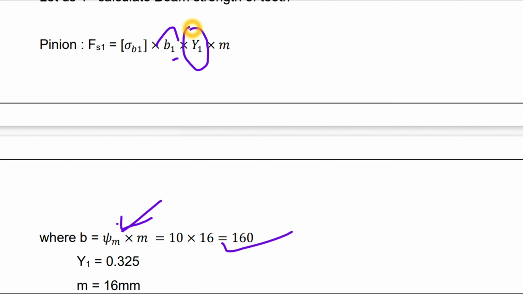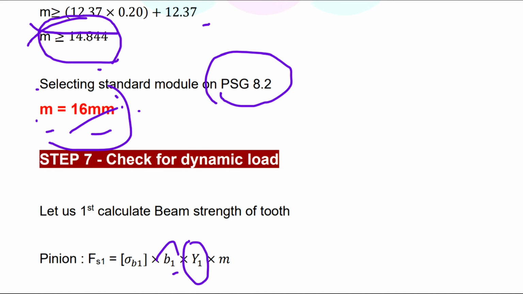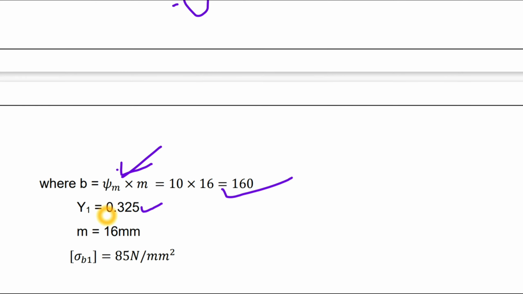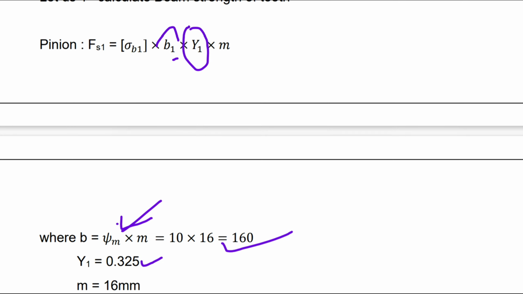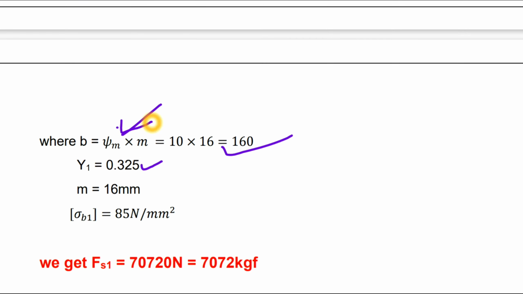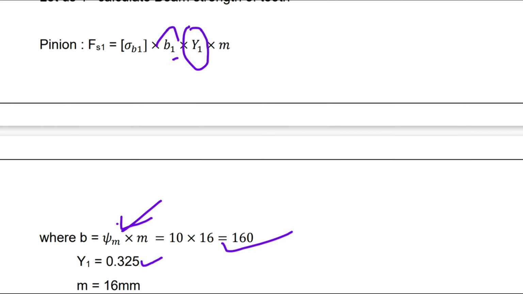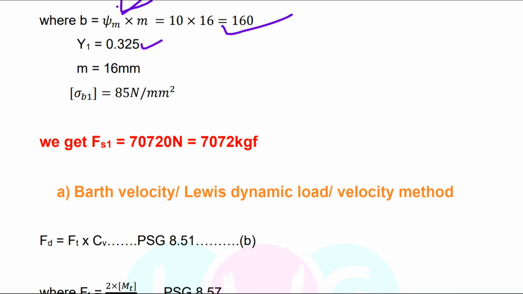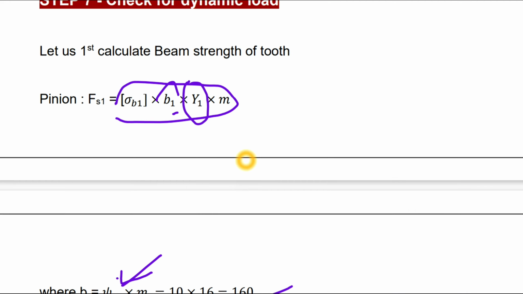Next y1 value, you know, we found the Lewis form factor in step number 3. There you will get the y1 for pinion, the value will be 0.325. Small m, which denotes module, we earlier found as 16 mm, so 16. And sigma b1 for pinion will be 85 Newton per square mm. After putting all the values in this equation, we will get Fs1, which will be 7,720 Newton, which converts to 7,072 kgf.